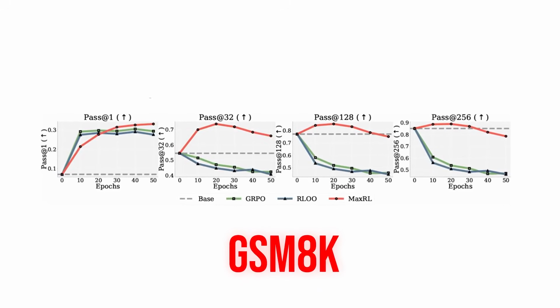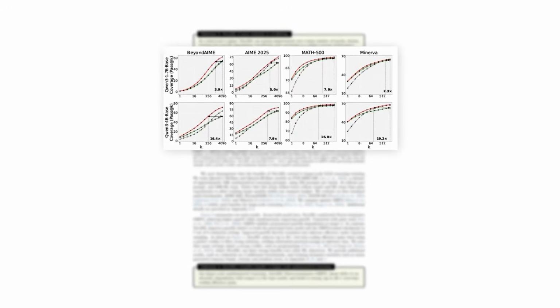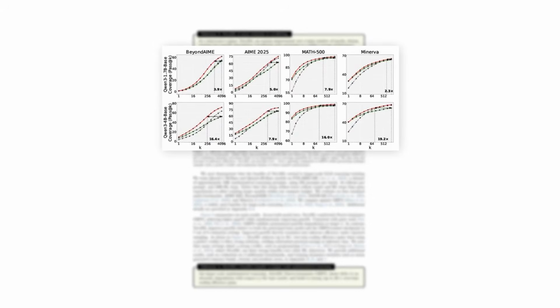On top of that, MaxRL preserves pass@k diversity, where other methods like GRPO collapse it. And this achieves up to 20 times test time scaling efficiency gains. Overall, a very important result with a very simple mathematical change backed by a strong theory.